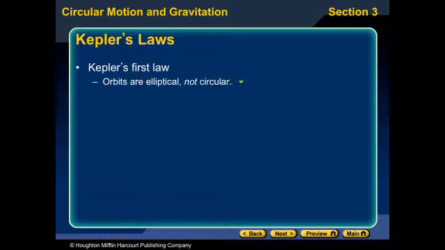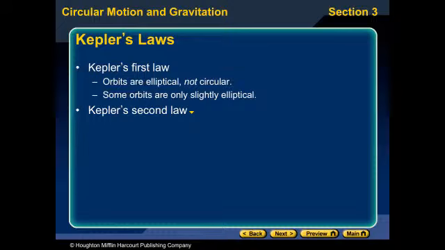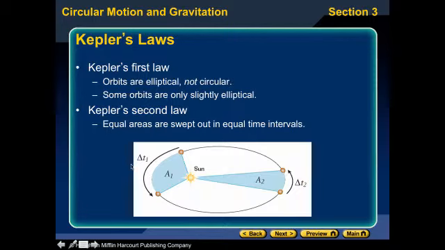So his first law: orbits are elliptical, not circular. Some orbits are only slightly elliptical, so the amount of elliptical properties is different. His second law states that equal areas are swept out in equal time intervals. First of all, in case you didn't know, an ellipse is an elongated circle. Here the planet would be farther away from the sun than at this part of its orbit.